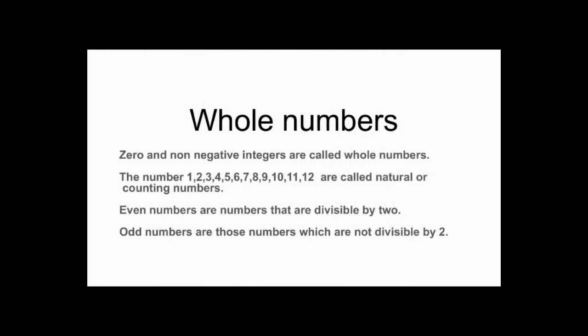Let's move on to whole numbers. 0 and non-negative integers are called whole numbers. Now the numbers may range from 0 all the way to 100 and are called natural or counting numbers. They are also called natural or counting numbers. Even numbers are numbers that are divisible by 2, and odd numbers are those numbers that are not divisible by 2.